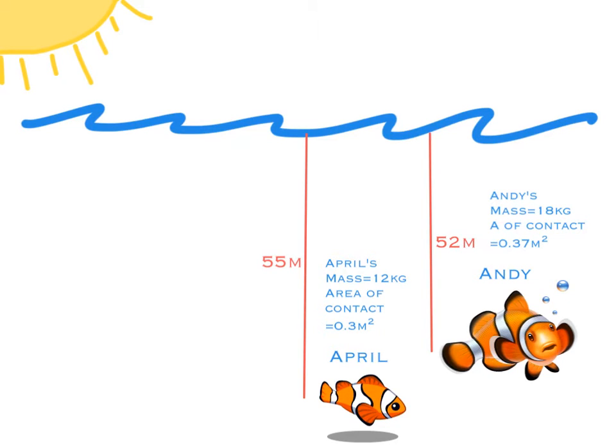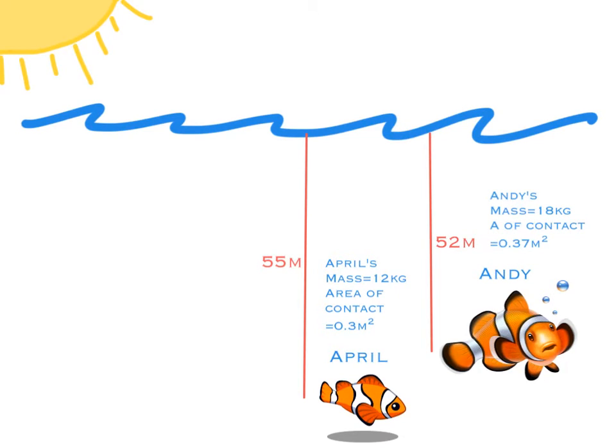What if I told you that April is 55 meters below the surface of the water, and Andy is 52 meters below the surface of the water, and April has a mass of 12 kilograms, and the area of contact between the water and her is 0.3 meters squared, whereas Andy has a mass of 18 kilograms and an area of contact of 0.37 meters squared.